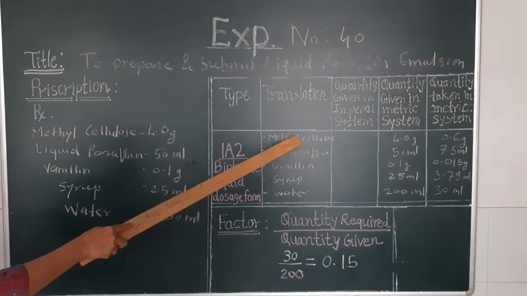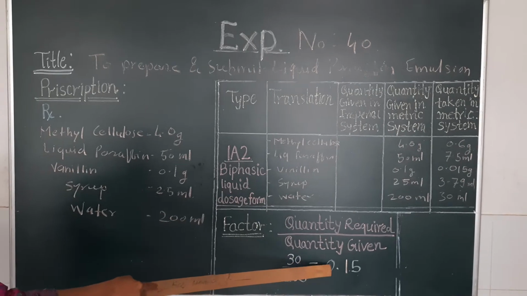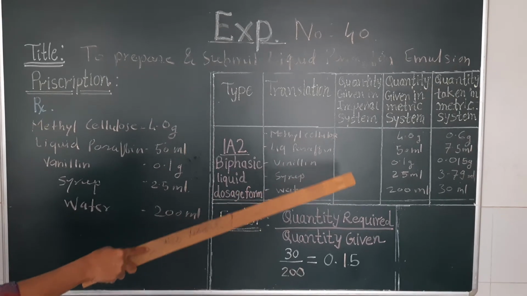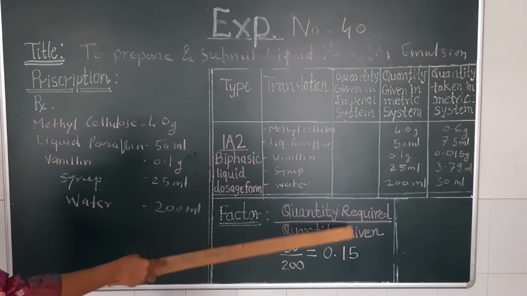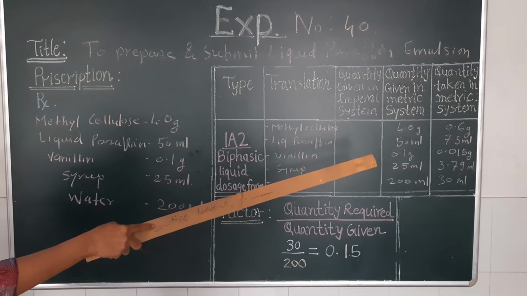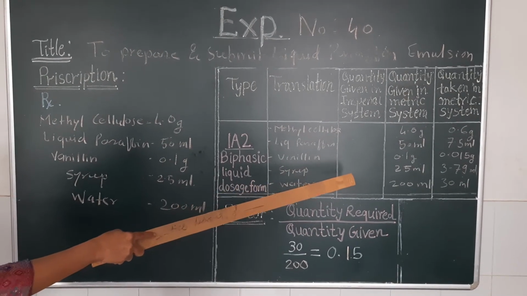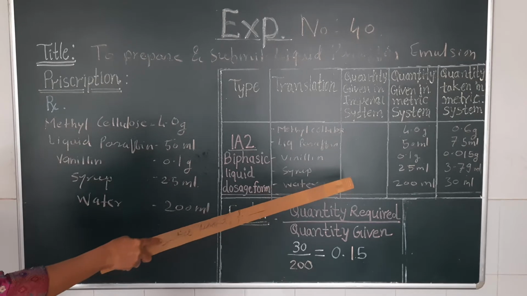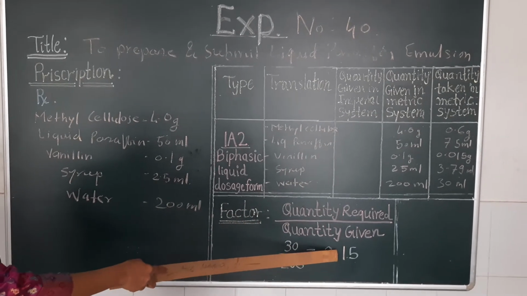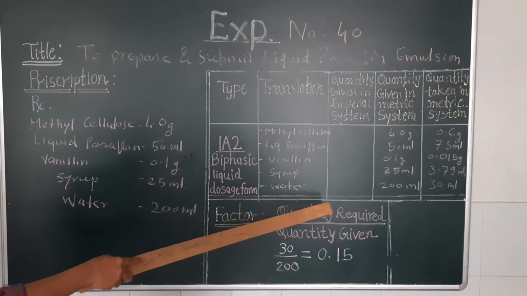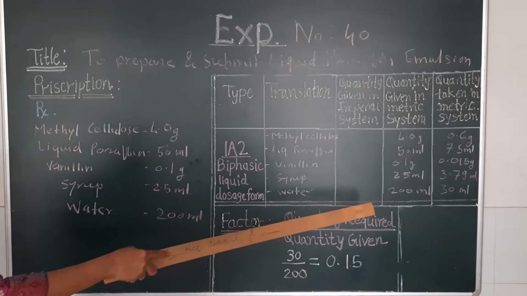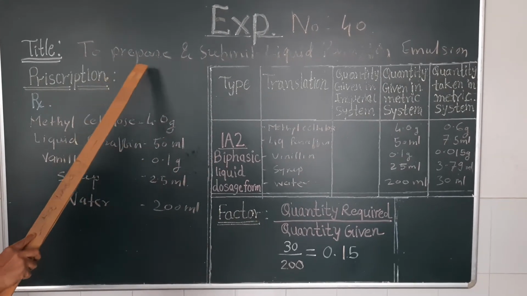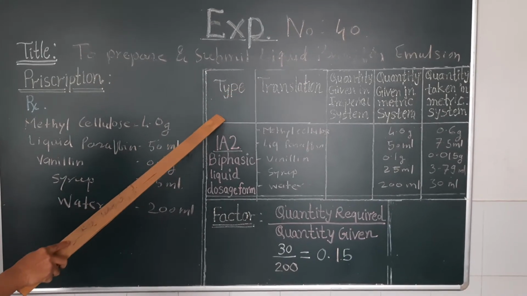So first, methyl cellulose 4 gram multiplied by 0.15 gives 0.6 gram. Liquid paraffin 50 ml multiplied by 0.15 gives 7.5 ml. Then vanillin 0.1 gram gives 0.015 gram. Then syrup 25 ml multiplied by 0.15 gives 3.79 ml. And then water up to 30 ml. So according to these calculations, we are going to prepare the liquid paraffin emulsion.